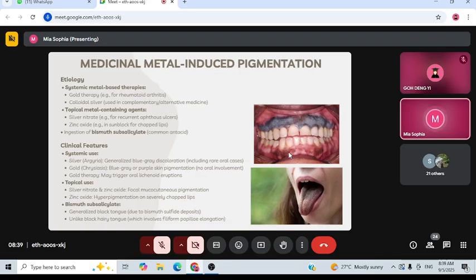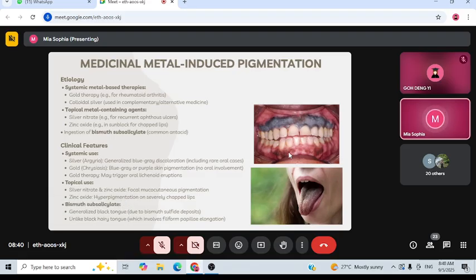Silver can cause a condition called argyria, resulting in a blue-gray hue that may also affect the oral tissues, but it is rare. Gold, on the other hand, causes chrysiasis, which presents as blue-gray or purplish skin discoloration, but rarely affects the oral cavity. Gold therapy may also induce oral lichenoid reactions.